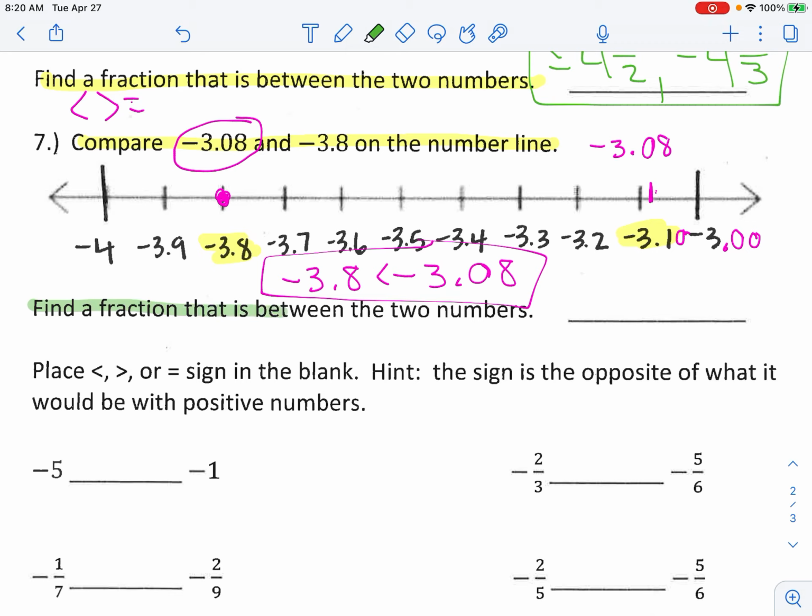Next task. Find a fraction that is between the two numbers. Notice it says find a fraction, not a decimal. So these are decimals on the number line, but they've asked for a fraction. So I'm focusing right here between these two numbers. I'm just going to pick an easy one to reduce. I'm going to choose negative 3.5. So negative 3 5/10 is equal to negative 3 1/2.